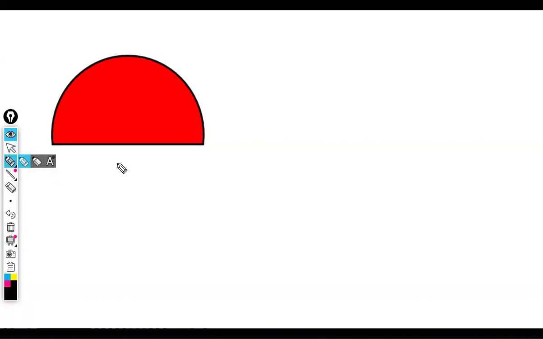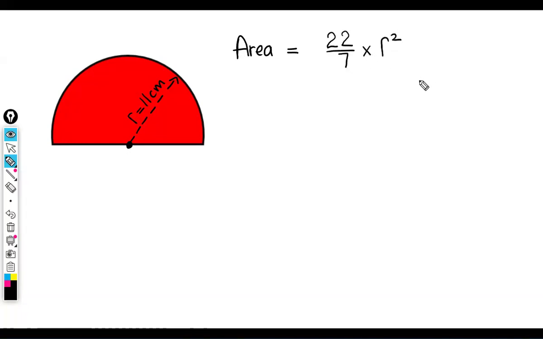So just a quick question. If here's the center of the circle, and I'm going to give you the radius. Now, the radius is from the center, where would have been the center of the entire circle, to the circumference. So let's say the radius for this question is 11 centimeters. If I were to ask you to find the area of this semicircle, you would take the area of a full circle, which is 22/7, and multiply by the radius squared as usual.